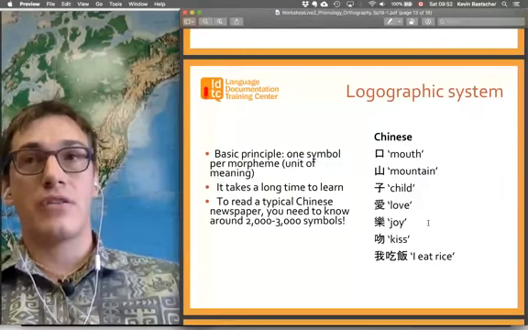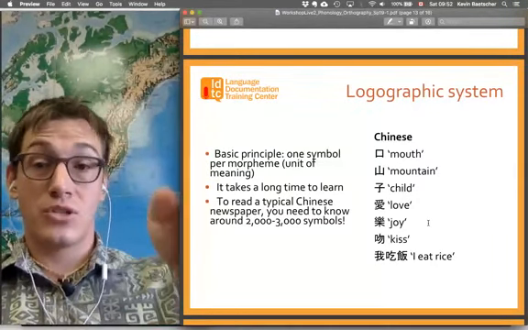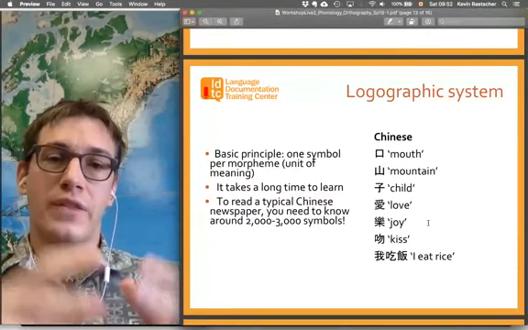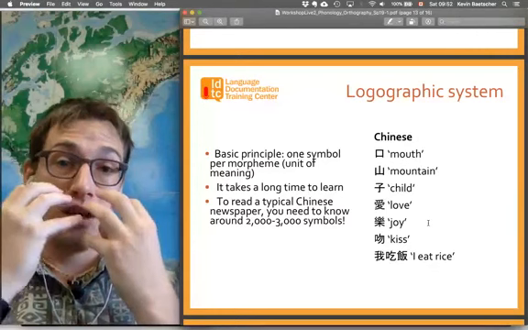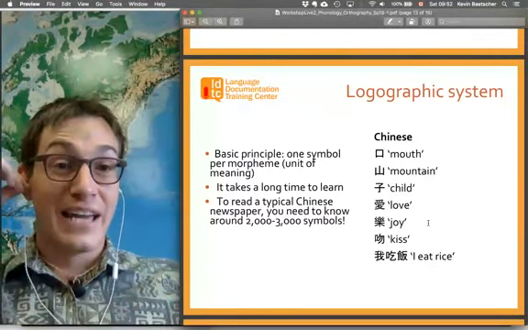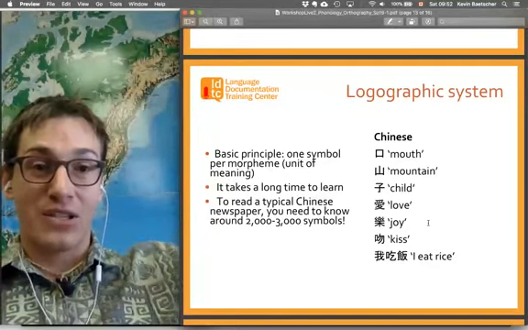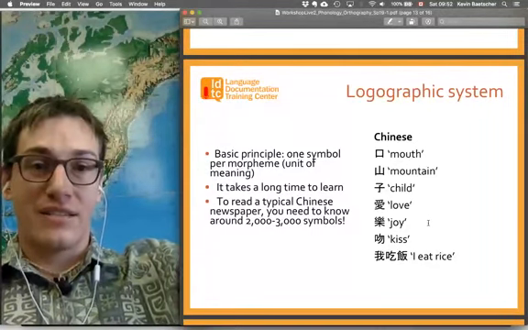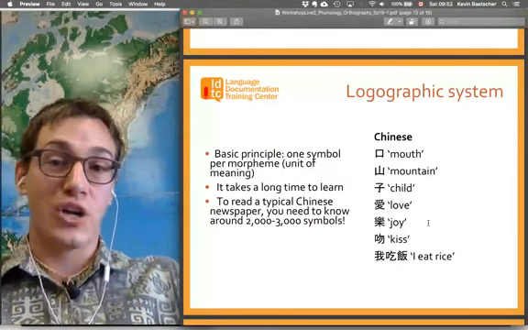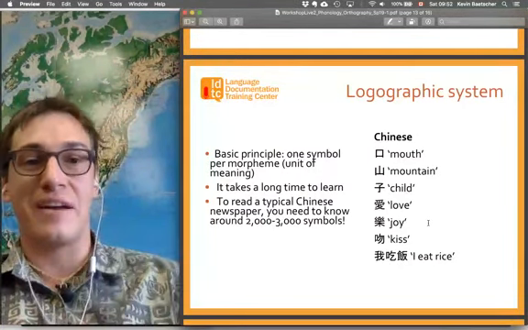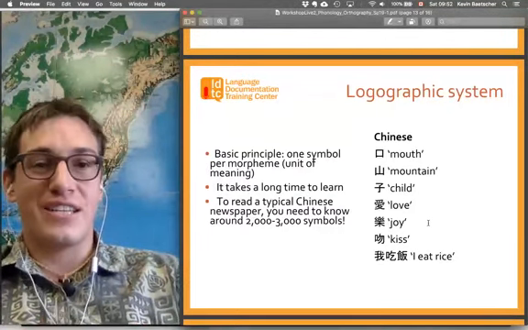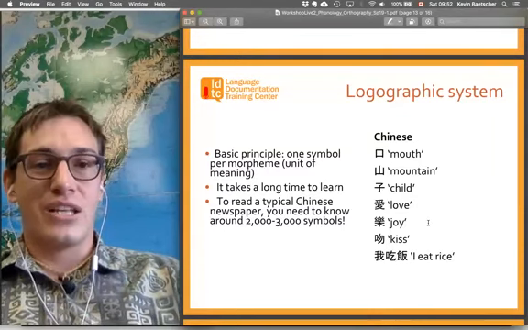You see that some of those symbols are sort of similar to what they represent. Like the mouth is the opening in your face, so that's where that square comes from. And the mountain sort of looks like a mountain a little bit. It used to look even more like a mountain, and then it changed over time. Same thing for child. But then there are other characters that are not really transparent at all.